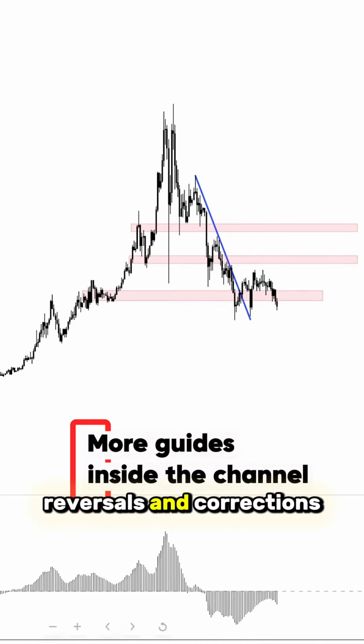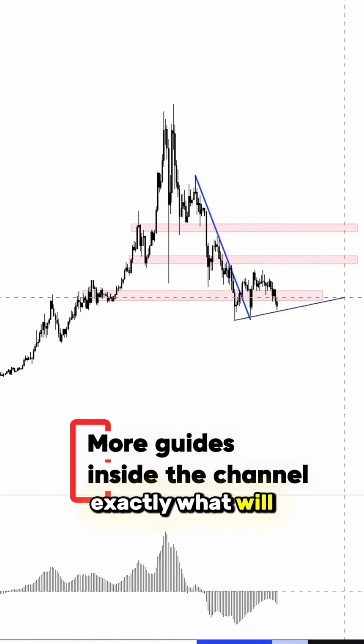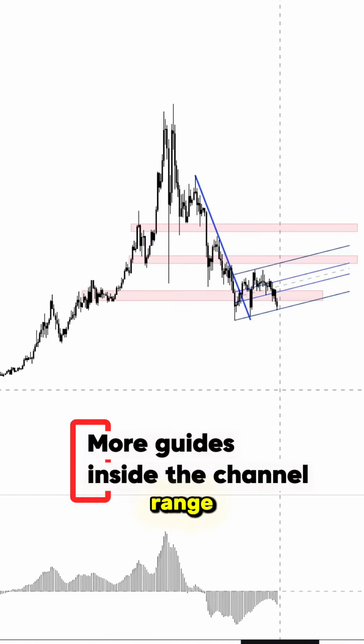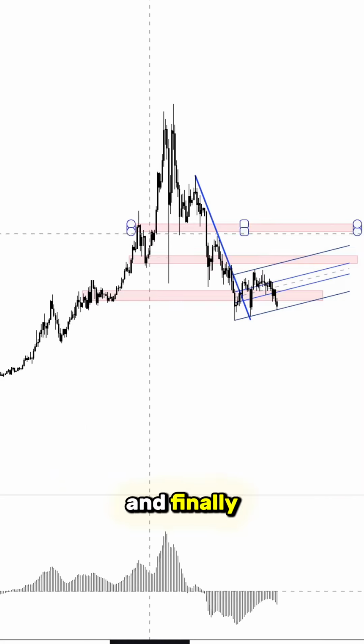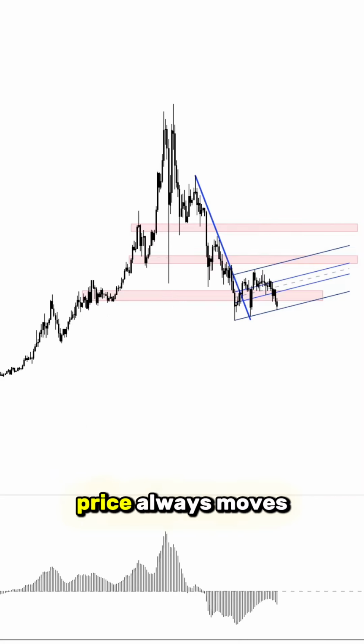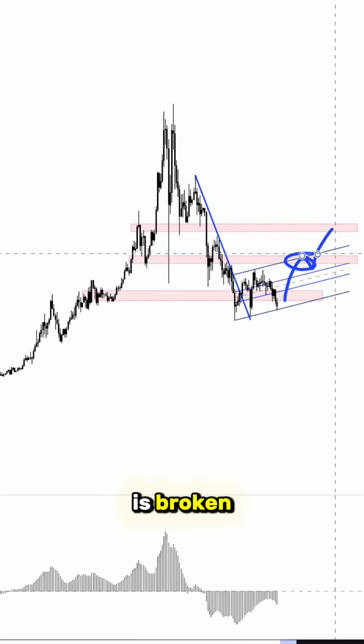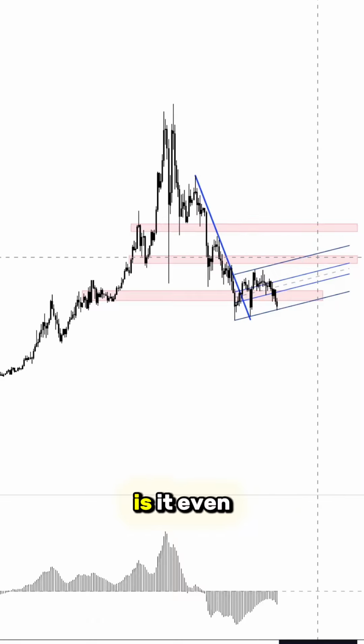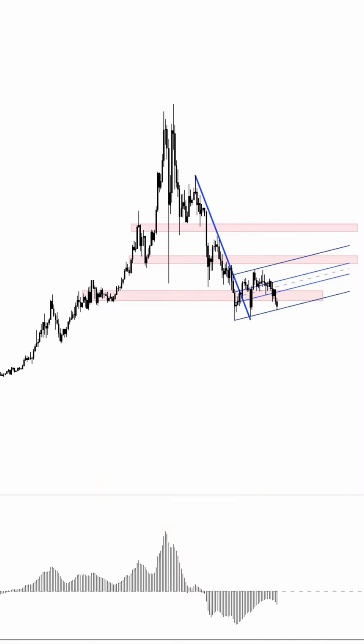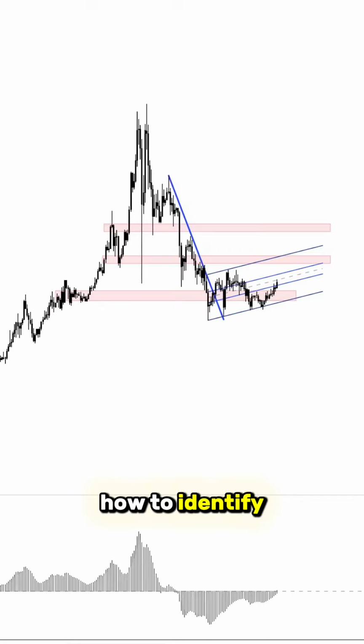When dealing with reversals and corrections, since we don't know in advance exactly what will form, we need to first identify the range, second highlight the high volume zones, and finally mark the target zones where the price might stop. Price always moves in steps, and if one level is broken, we move on to the next. Another question, is it even worth participating in such trades? But right now, we're talking about how to identify this reversal.